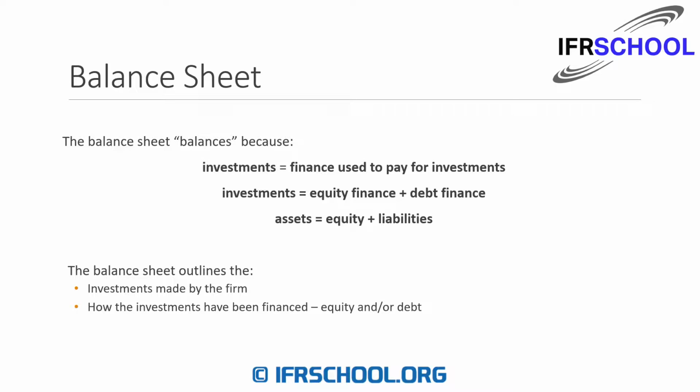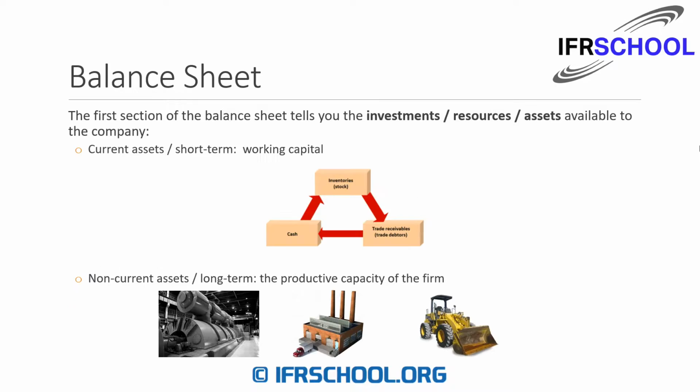Let's consider the one side of the balance sheet, the investments that have been made by the firm, or its assets. The assets section of the balance sheet is split into two categories: current assets and non-current assets. Current assets are short-term in nature, and they tend to comprise the firm's working capital. Examples may include cash, inventory, and trade receivables. The working capital of a firm tends to fluctuate with its operations, and it tends to fluctuate as part of a cycle. Let's discuss that cycle.